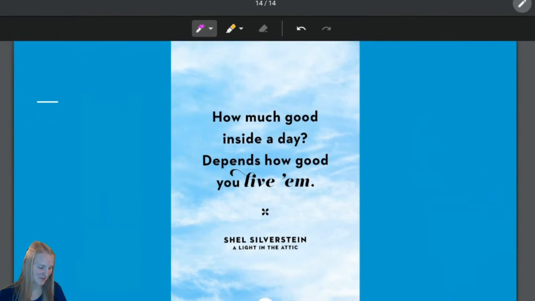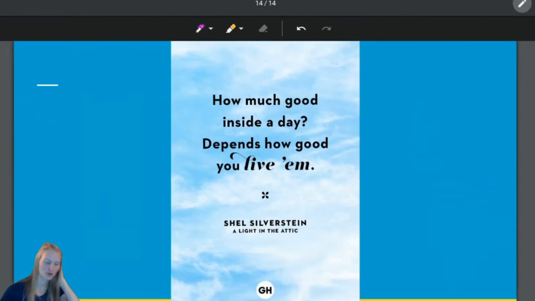Okay, and now our launch, just like usual. Oh, it should say launch up here, like usual. Our launch is from Shel Silverstein. It says, how much good inside a day? Depends how good you live 'em. Now, I know that's kind of slang, kind of not proper English, but still has a really good meaning. It's asking how much good is inside of a day. It depends on how good you live them.